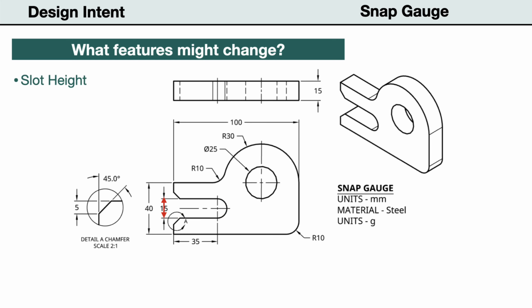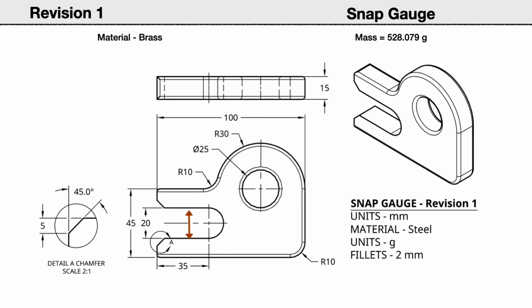So we may need to later change the design to have a different slot size. When the slot height is changed, the slot opening should remain centered on the front of the gauge. When the slot height is changed, the front height of the gauge should also increase by the same amount.